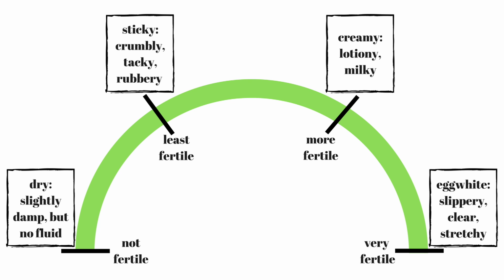I've made this very high-tech example that I'm going to put on the screen right now. I like to look at it as a spectrum. Sometimes I think that helps explain it. On the one end we have not fertile, where you have your dry, or slightly damp, but there's no fluid present. Then it goes all the way over to very fertile, the egg white: slippery, clear, stretchy. In between you have least fertile and more fertile, and that's the sticky and the creamy.